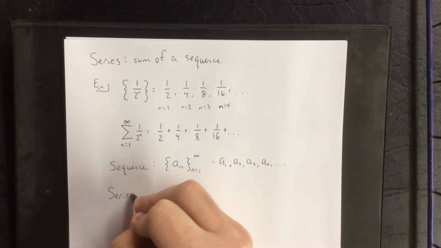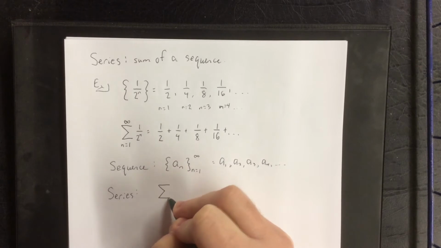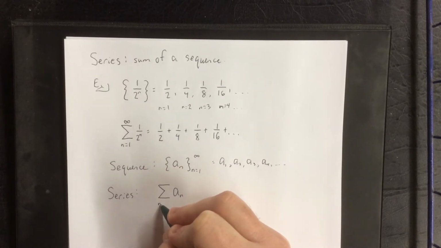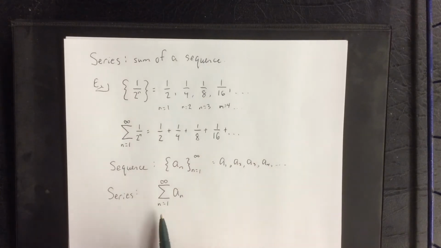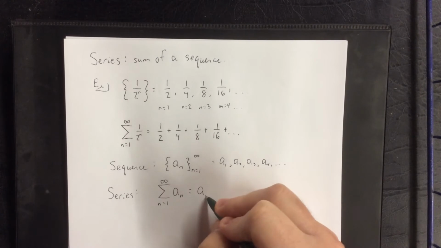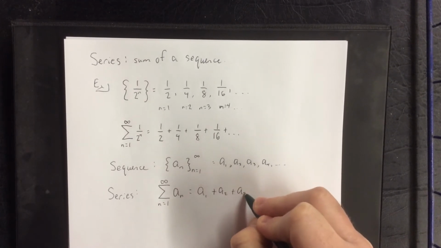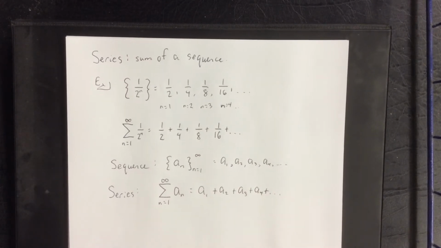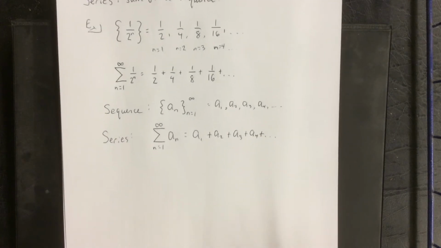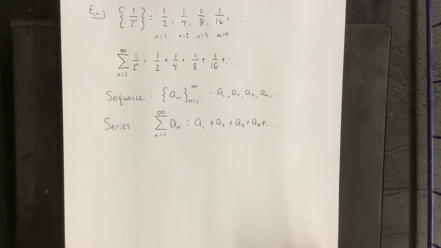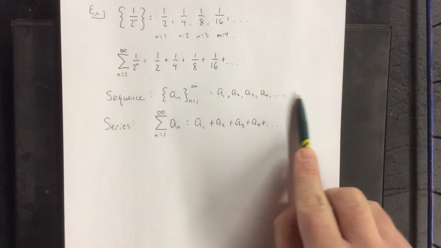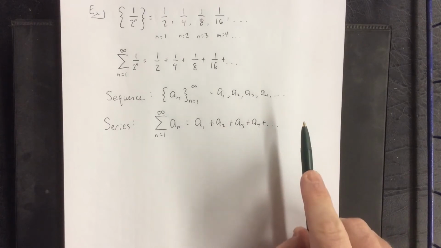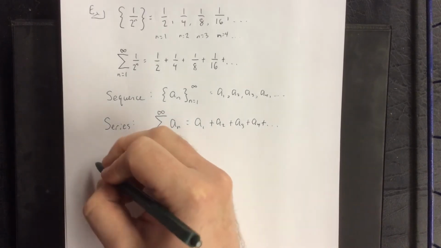A series will use the same sequence, a sub n, and indicate the starting point and the ending point for the series below and above the capital sigma. This indicates to actually add together all of these terms. For a sequence, we define the terms convergent and divergent to correspond to whether or not, as we tend toward infinity, the sequence would actually arrive at a value. We're going to do something similar for a series.